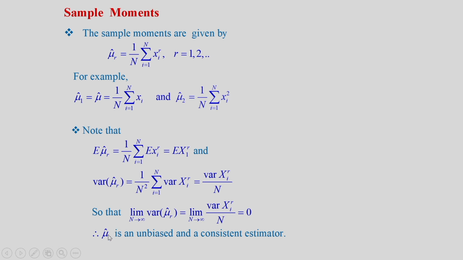Therefore, mu r hat is also consistent. So, what we conclude is that mu r hat, that is the sample moment, is an unbiased and a consistent estimator. Now, we will discuss what the method of moments is.